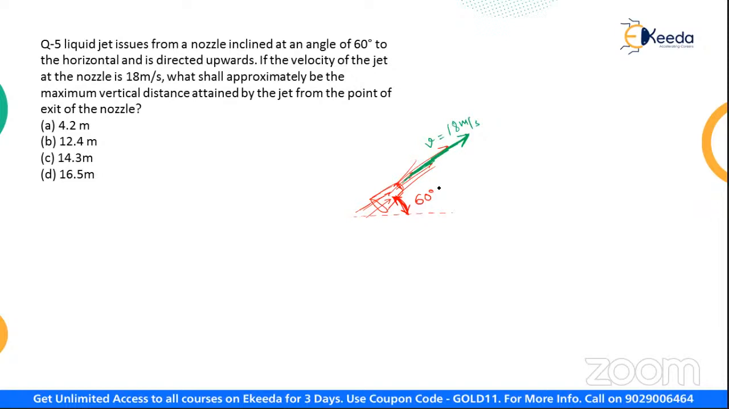What shall approximately be the maximum vertical distance attained by the jet from the point of exit of the nozzle? So let's say if we are denoting this as theta, that is the 60 degrees. So this will be having two components. This will be V cos theta and this will be V sin theta. Let's say this is the path of the fluid which is coming out of the nozzle. And this will be the maximum height of the fluid flow here.